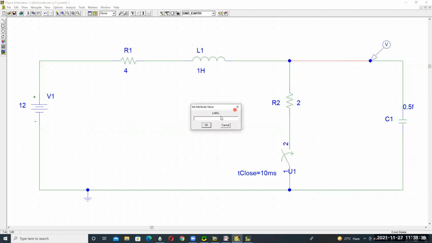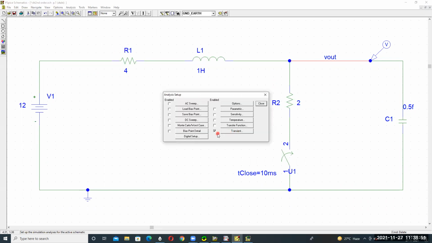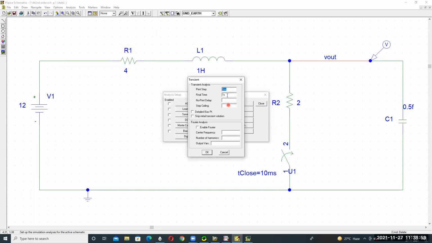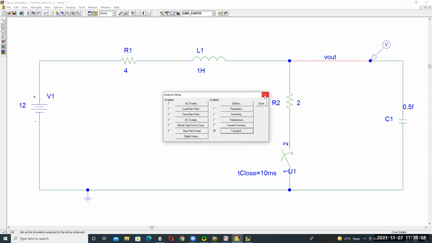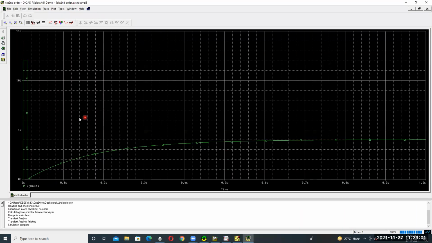For example, write here a variable label, V out. Then before running, go to analysis setup and transient, make a tick mark on transient and select the time, for example 1 second. Then go to simulate, and then we'll get this type of results.